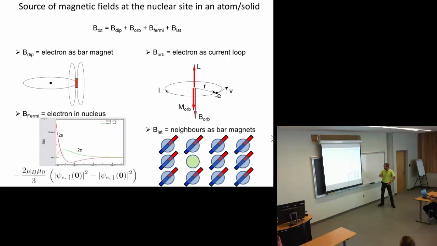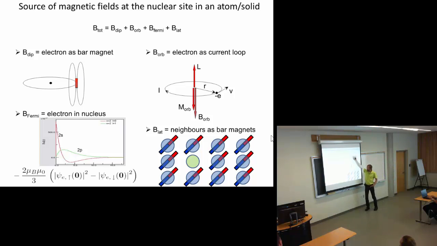And then there is a very classical contribution, which is now due to the bar magnets, the magnetic moments of all the surrounding atoms. Also, these can have fields that reach up to the nucleus of the atom you consider. So four different ways to produce a magnetic hyperfine field.